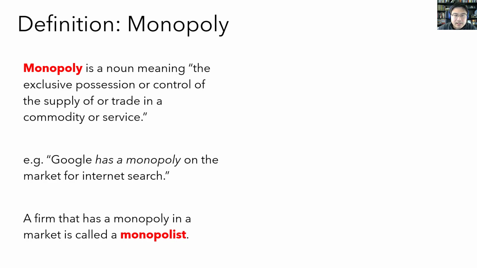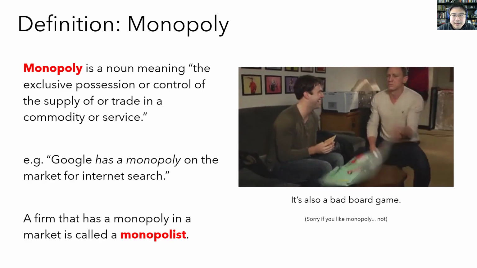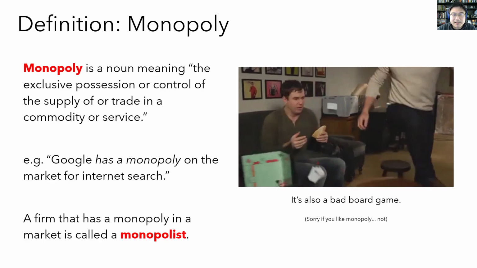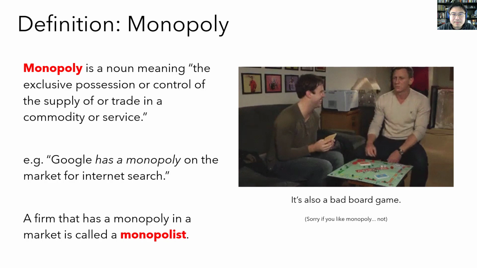Okay, and finally, Monopoly is a bad board game. All right, sorry if you like it, but really you should be playing better games. And if you need recommendations, I might have some for you.